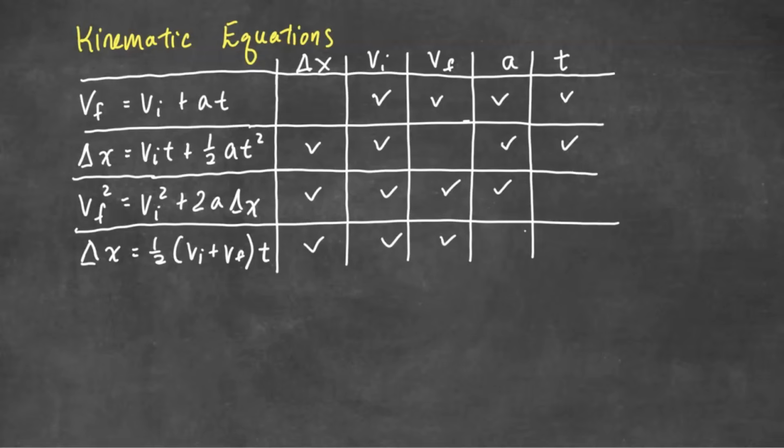So when you're solving a problem, you want to write down all the variables that you're given and look at the variable that you're not using. We're going to use that variable that you're not using as a clue to figure out which equation to use. So for example, if displacement, delta x, is not involved in the problem, then you would use vf equals vi plus at.